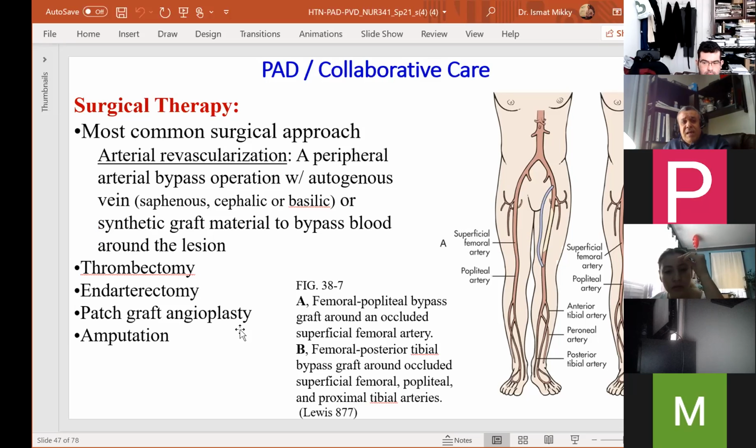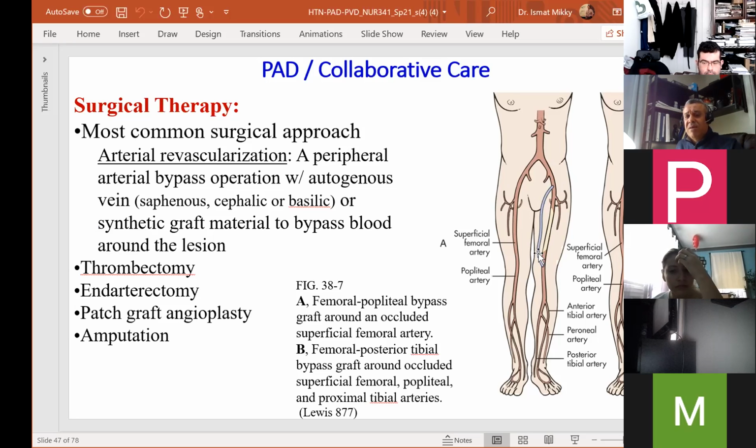The surgical therapies. This is called arterial revascularization. You're trying to revascularize the area or the tissues that are depleted from perfusion. Let me just show you here. The light blue line here is the graft, and the yellow one here is the occlusion. So bypassing the occlusion means that you're going to implant or suture the graft.